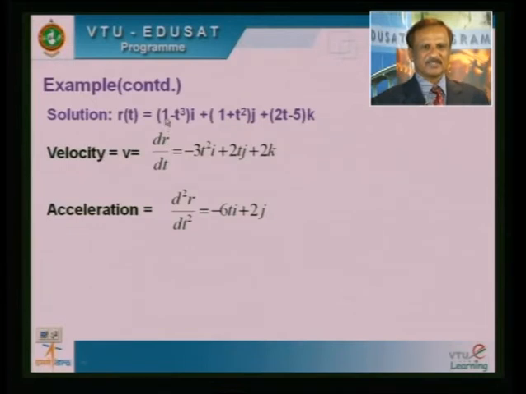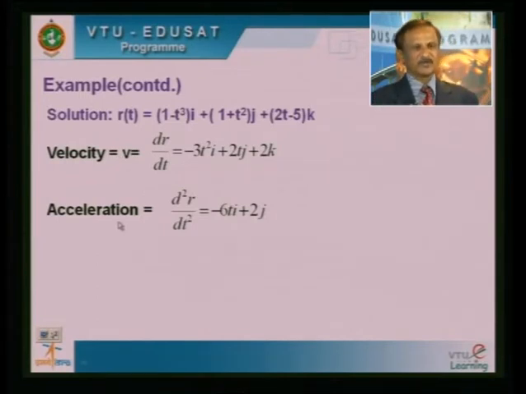So, the derivative of 1 is 0, the derivative of t cube is 3t square, again by using the formula for x raised to n. Is it clear? Plus, the derivative of 1 in the second component is 0, the derivative of t square is 2t, right? And the derivative of 2t is 2, and 5 is 0. I, j, k are constants, you can write them as they are. So that is why you will get minus 3t square i plus 2t j plus 2k, which is equal to the velocity v.